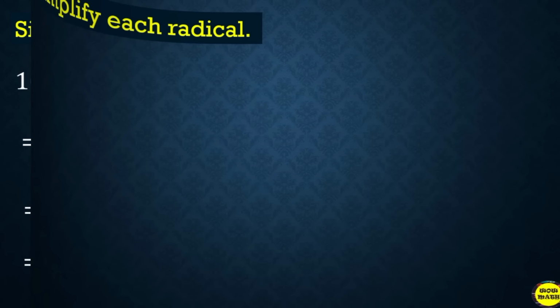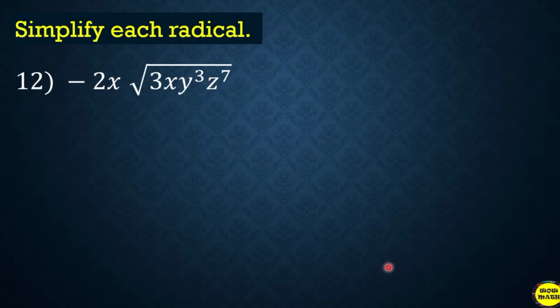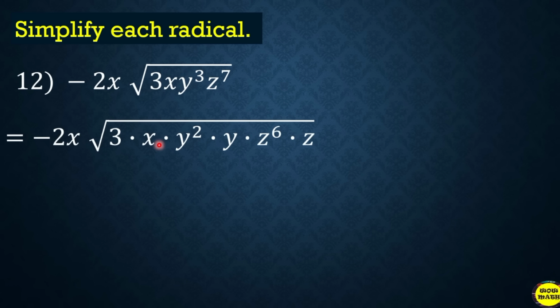So, another we have number 12. So, negative 2x square root of 3xy cubed z to the 7th power. So, meron tayong negative 2x sa labas. So, ang gagawin lang natin, nandyan lang talaga yan, wala tayong gagawin sa negative 2x. So, unahin natin yung nasa loob ng radicand natin. Okay? So, paano natin ma-remove?